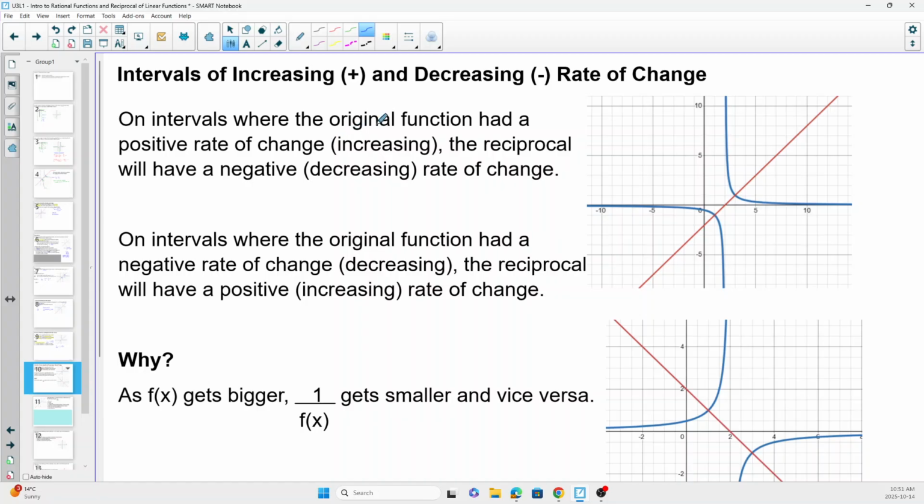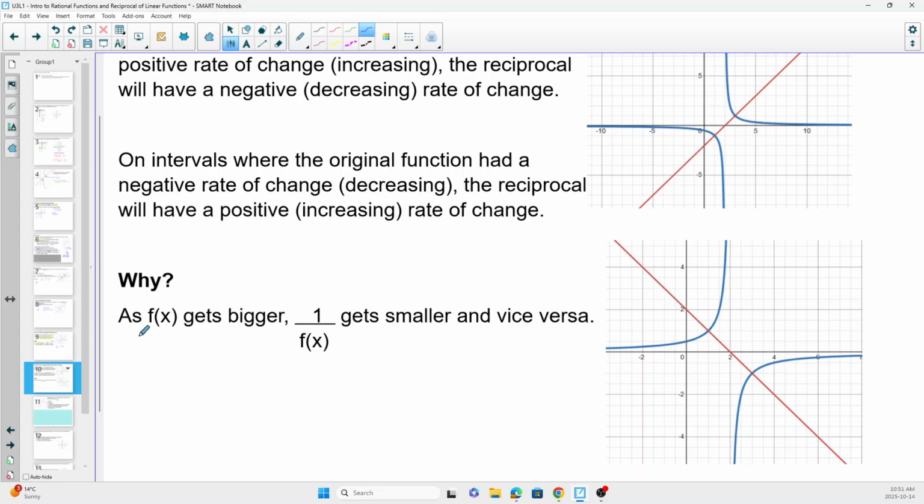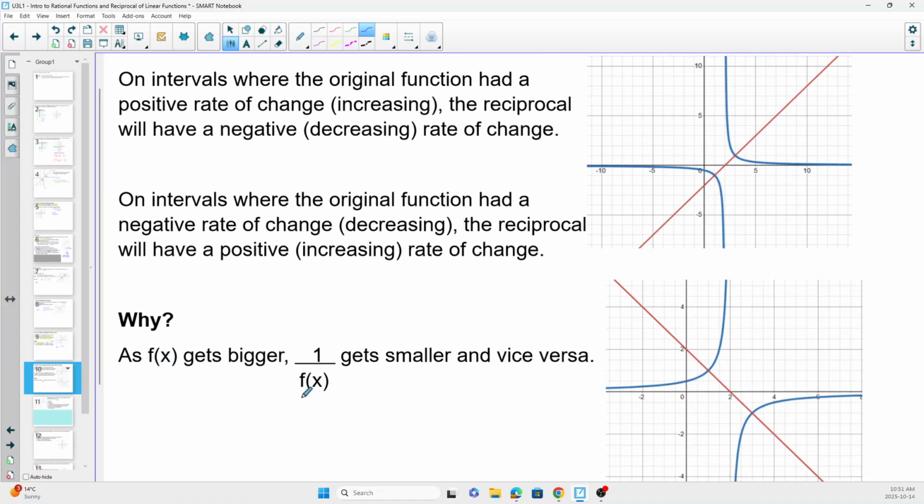Okay, so on intervals where the original function has a positive rate of change, or is increasing, the reciprocal function will have a negative rate of change or will be decreasing, and vice versa. Okay, intervals where the original function is negative or decreasing, the reciprocal will be positive. So why does this happen? Remember that the reciprocal is 1 over f at x. So as f at x, as the function values get really, really big.